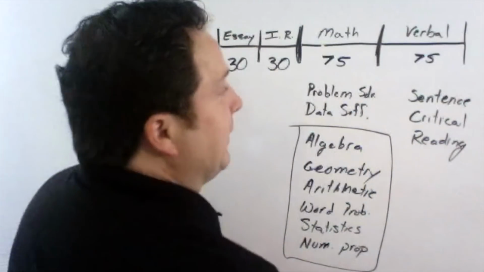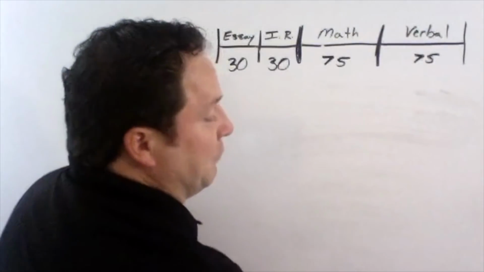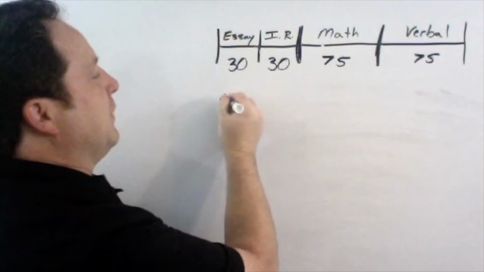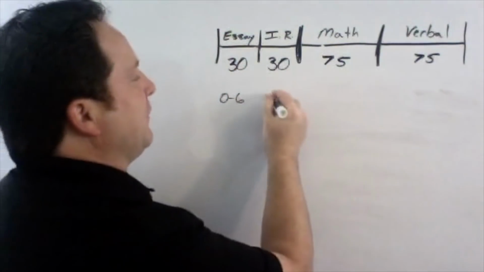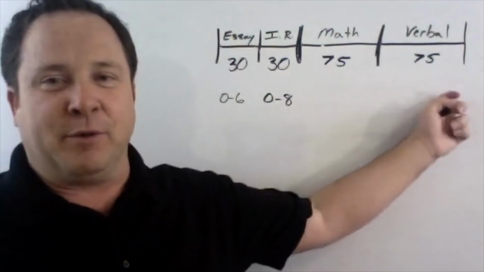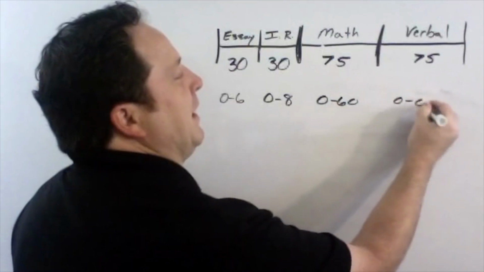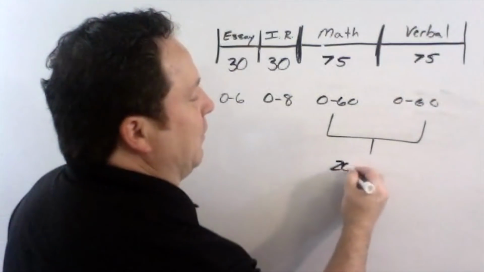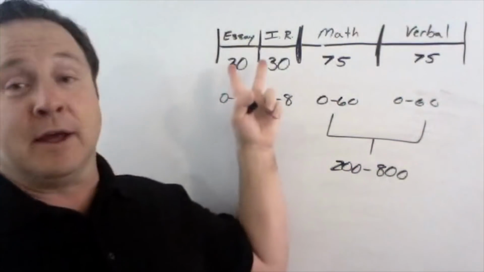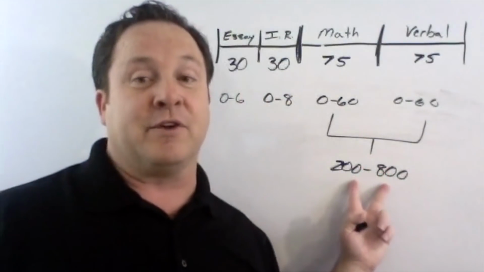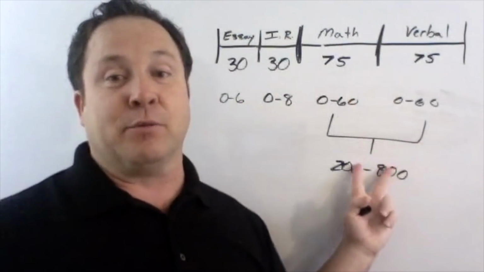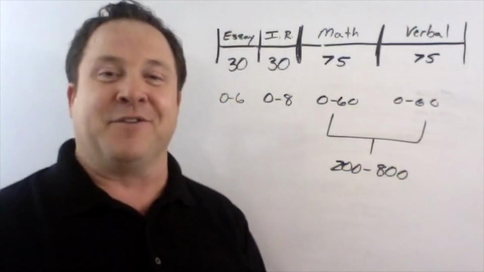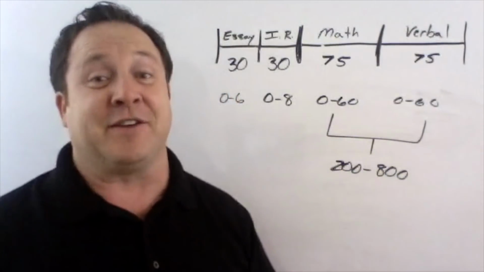Now, with all that said, you then get 5 total GMAT scores. You get an essay score that goes from 0 to 6, an integrated reasoning score that goes from 0 to 8, math and verbal scores that go from 0 to 60, and then you get a combined score that is just the math and the verbal combined, and that goes from 200 to 800. Again, these 2 scores have no effect on your 200 to 800 score, only the math and the verbal do. And they weigh about equally. So those are just the basics of what areas are tested on the GMAT.